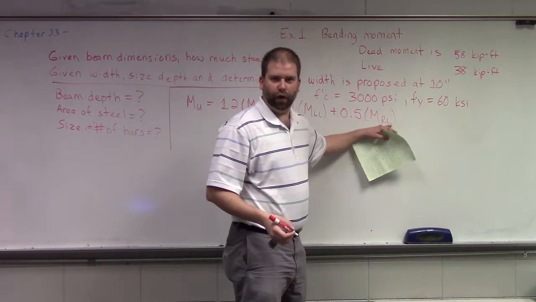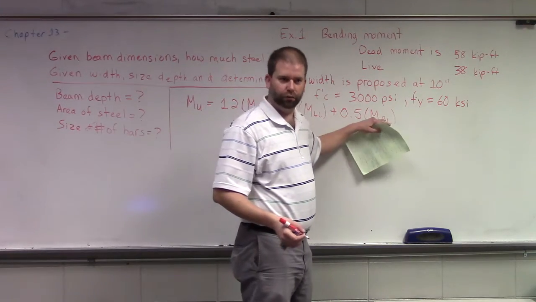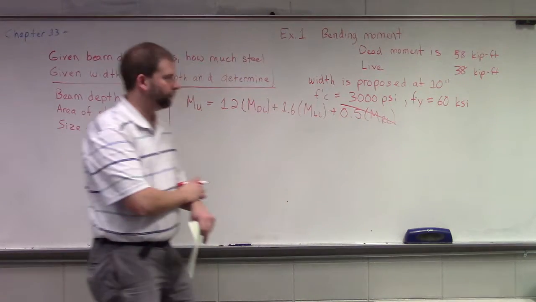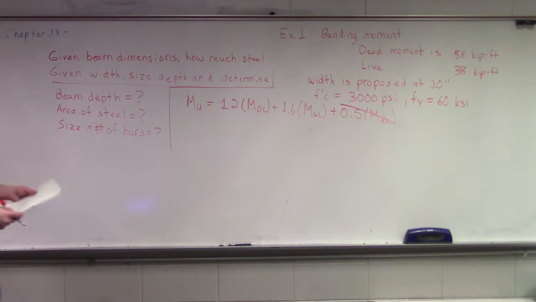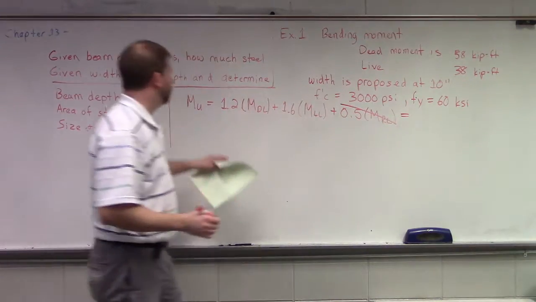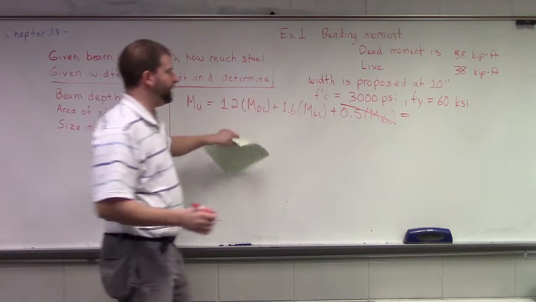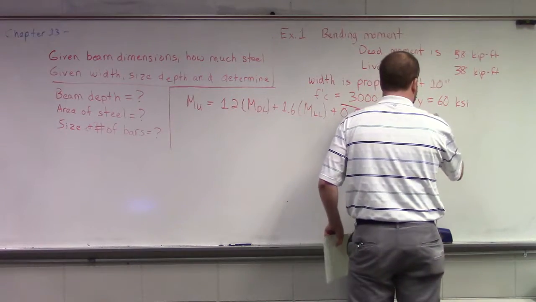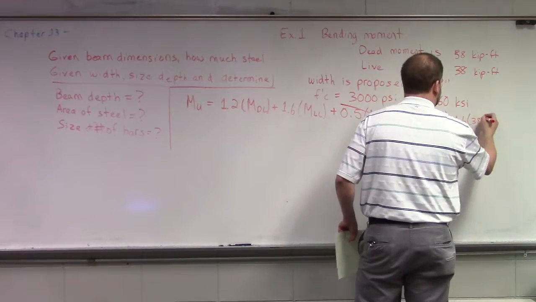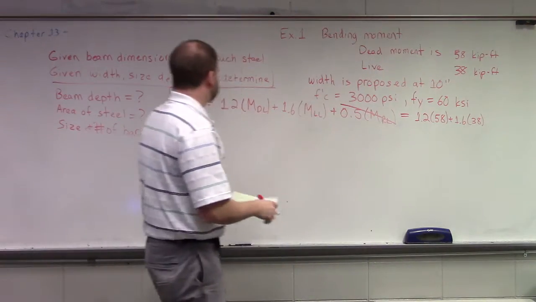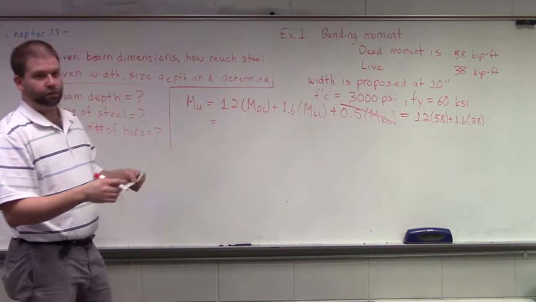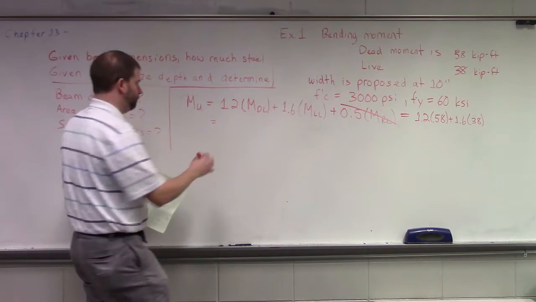The moment for our roof load, but we're not dealing with a situation with a roof load here. So this term is 0. So what does this factor end up being? What is our ultimate moment? 1.2 times our 58, plus 1.6 times our 38, comes out to be 130 kip feet.